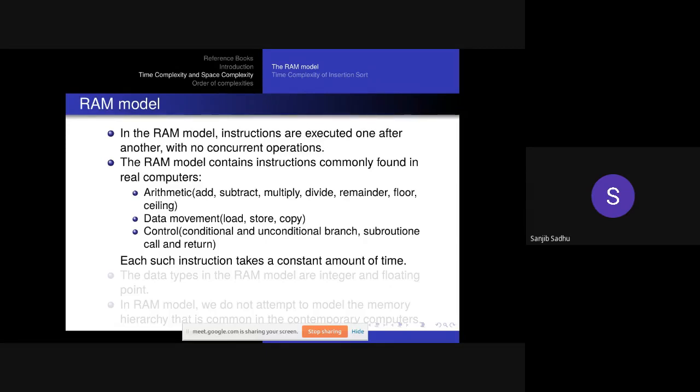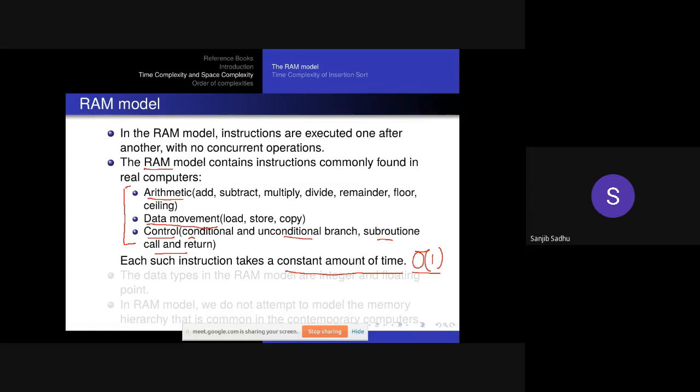And control means if-else, conditional branch, unconditional branch, calling a function, all this. So these are called control type statements, data movement: load, store, copy, and arithmetic. These are the three categories. And in the RAM model, we will assume that all these instructions take a constant amount of time. A constant amount of time is big O of 1. What is big O? I think Jana sir has already told you about big O notation in discrete mathematics. So you know already, still I will repeat. Each such instruction takes a constant amount of time.